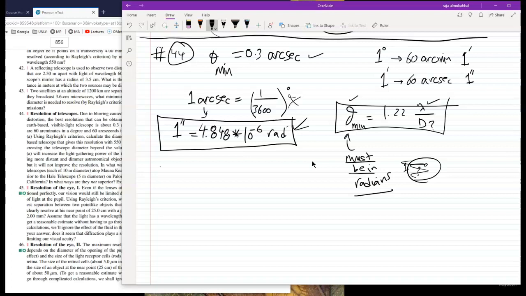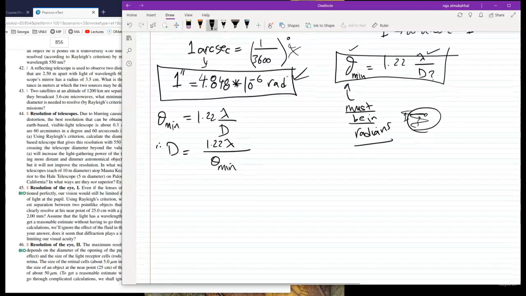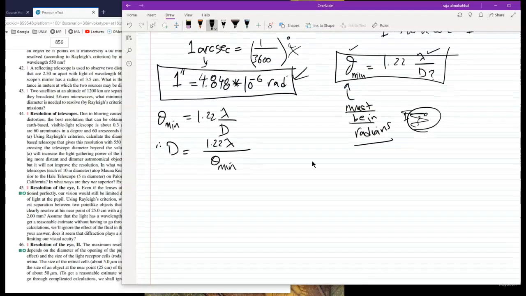So that would be easy, right? So theta min, let me just write it down again, is 1.22 lambda over D. So therefore, D is equal to 1.22 lambda over theta min. But before I do that, I need to convert. Oh, so we know that 1 arc second is that. So 0.3 arc second, you're going to multiply that by this number, right? That's to turn it into radian.